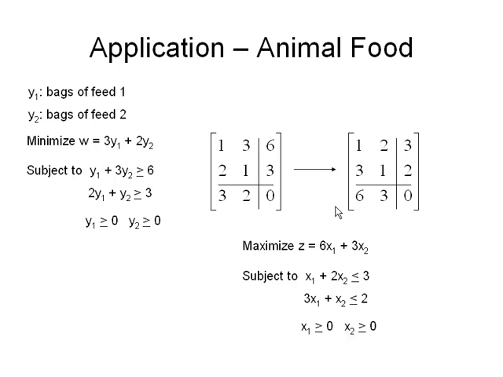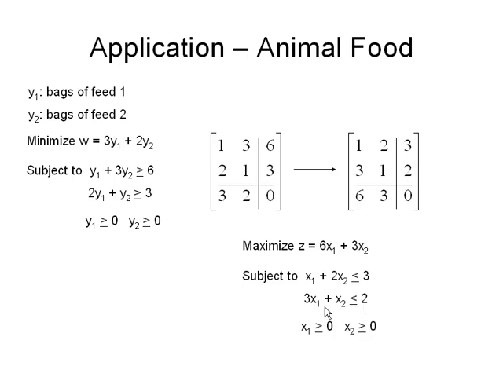When I write that out, the 6, 3, 0 in the bottom row tells me that I'm maximizing z equals 6x1 plus 3x2. The top row, 1, 2, 3, tells me that I have a constraint x1 plus 2x2 less than or equal to 3. The second row, being 3, 1, 2, tells me that 3x1 plus x2 is less than or equal to 2.